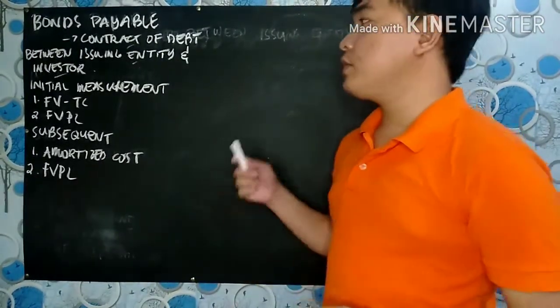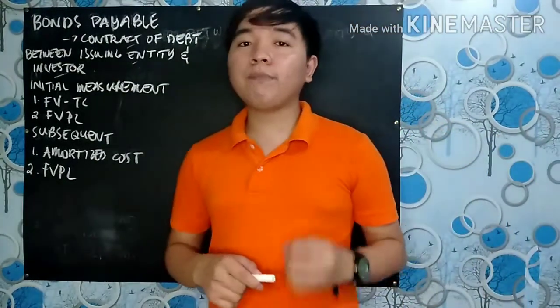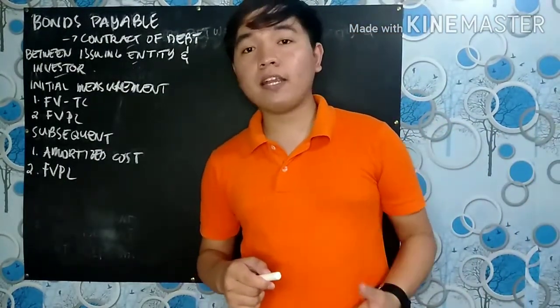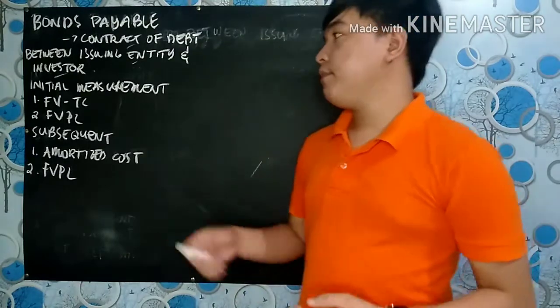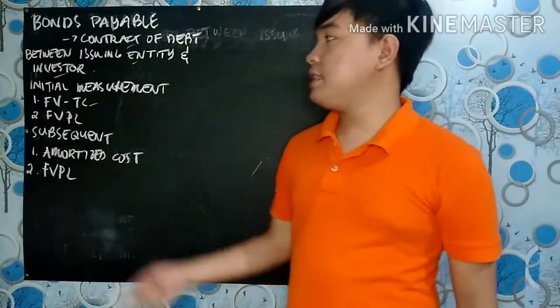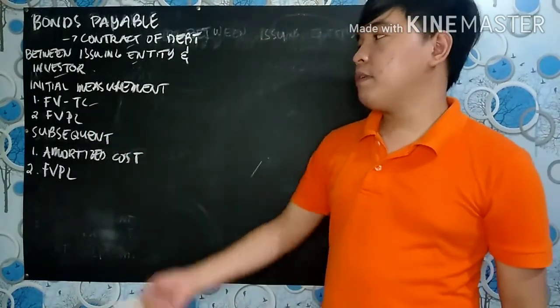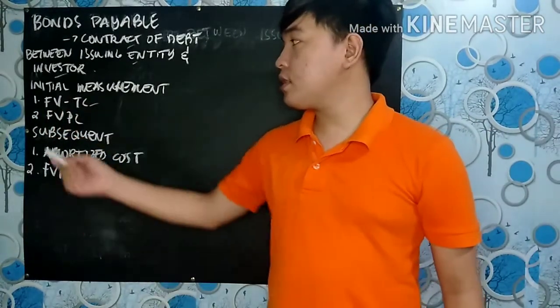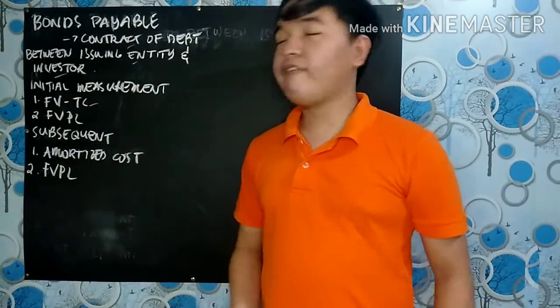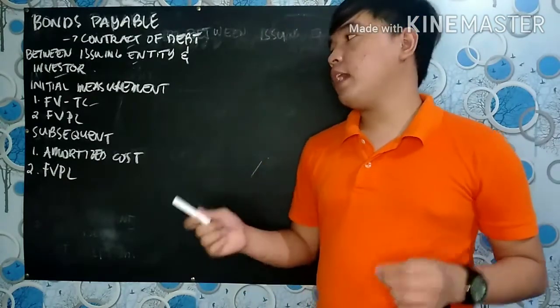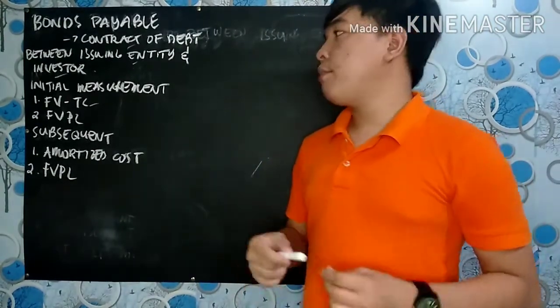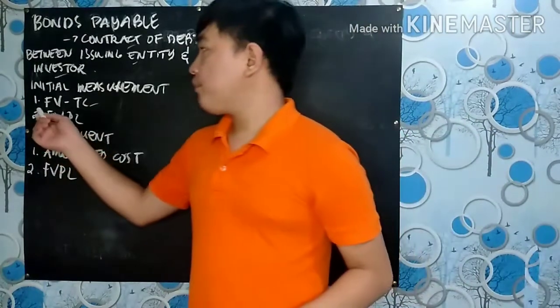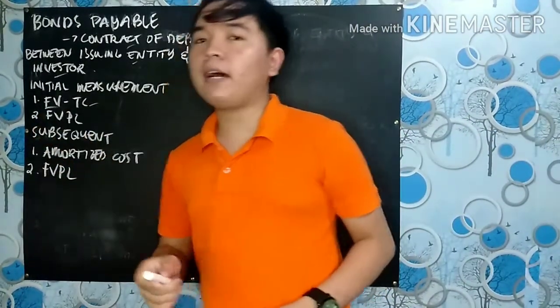So, meron tayong dalawa na binigay ng standard, PFRS 9, paragraph 5. Number 1, FV minus TC, ibig sabihin, fair value minus transaction cost. Number 2 is FVPL or fair value through profit or loss. So, ano tong fair value?